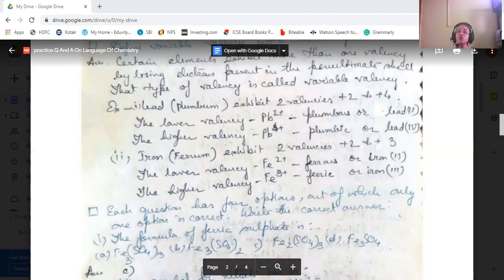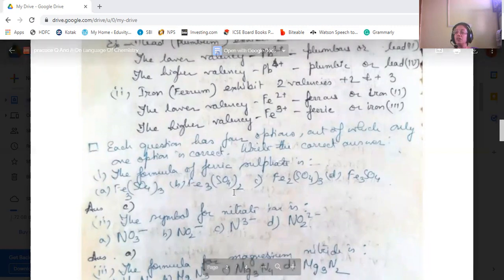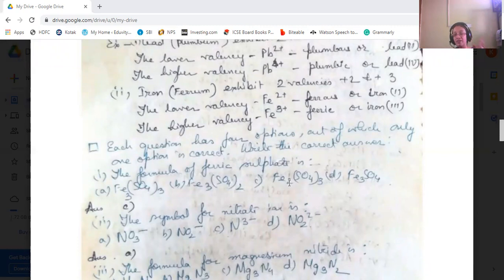Now each question has 4 options, out of which only one option is correct. Write the correct answer. The formula of ferric sulfate: ferric means it has 3 valency and sulfate has 2 valency. So what will be the formula? Fe2... we exchange the valencies. When we make a compound, we exchange the valencies of the acid and the basic radical.